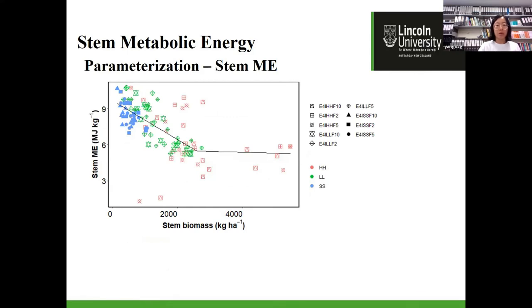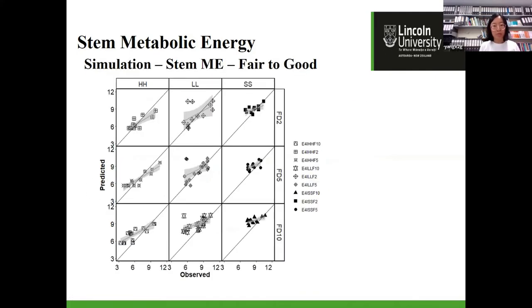For stem metabolic energy, it's a very similar story. We start from 8.5 and go down to 6 when stem biomass reaches 3 tons. Also, we have some outliers from the 84 days cutting defoliation treatment, some of them being senescent and some of them standing there for too long, so stem ME dropped quite a bit. Stem ME simulation results showed fair to good agreement for all of the defoliation treatments and for dormancy classes.